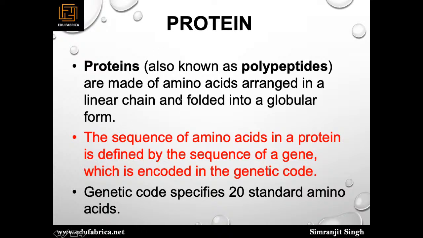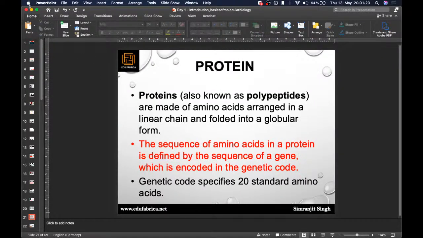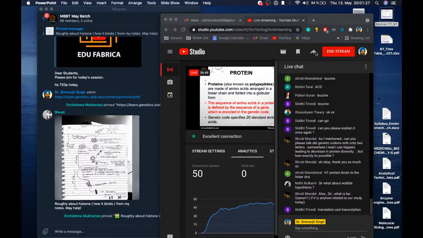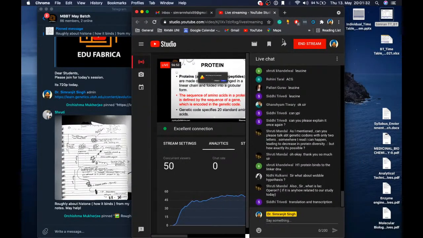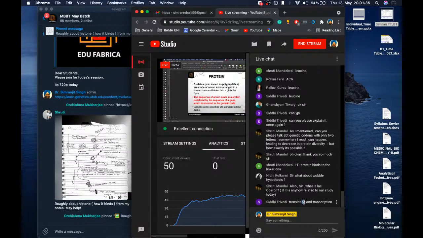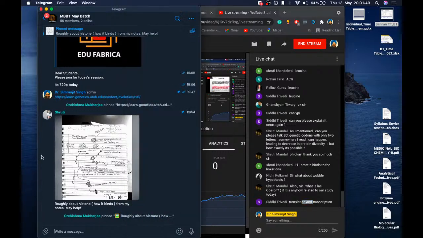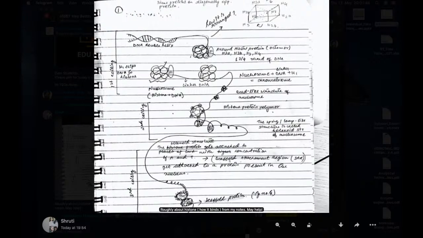So I see some question by Shruti. Want to keep your ink continuations? Discard? No. About translation and transcription. Okay. You can message me later. We can have a chat over it, or I can provide some notes. But at the moment, Shruti gave the notes.